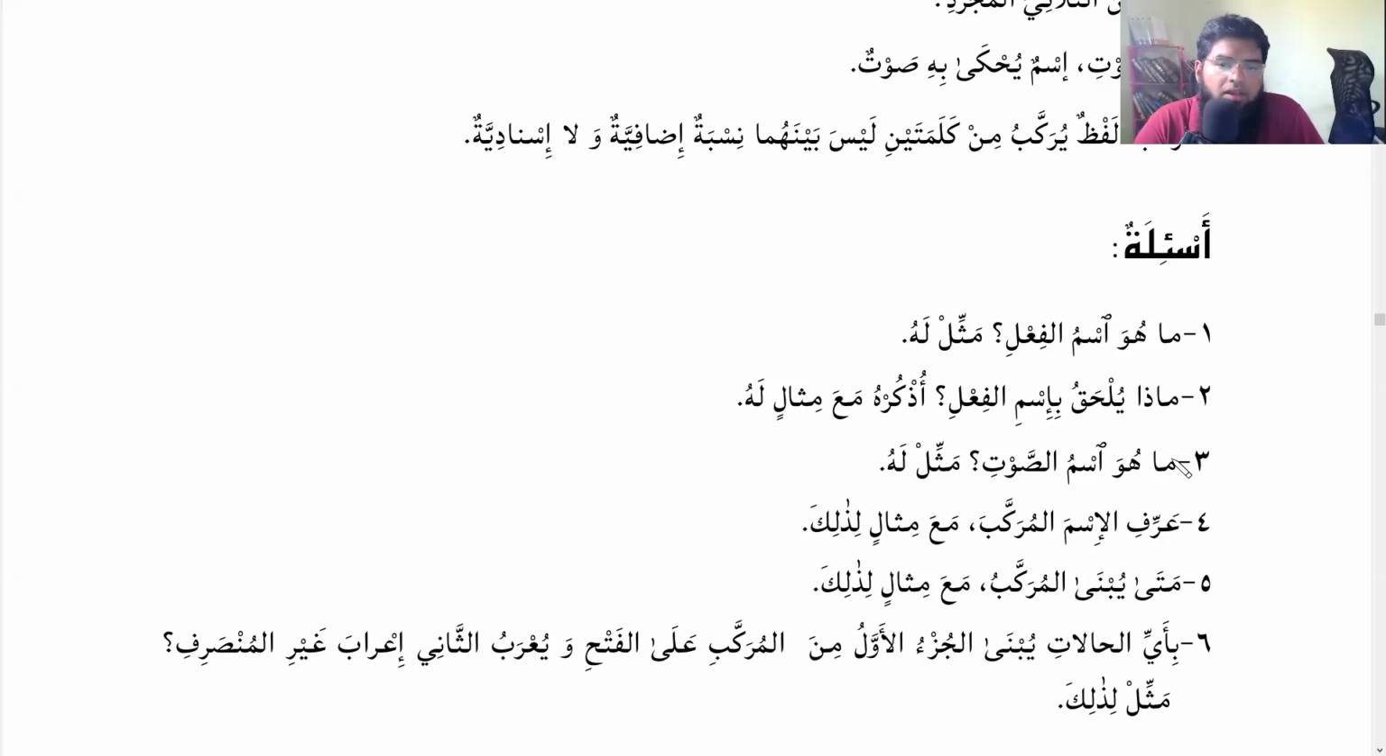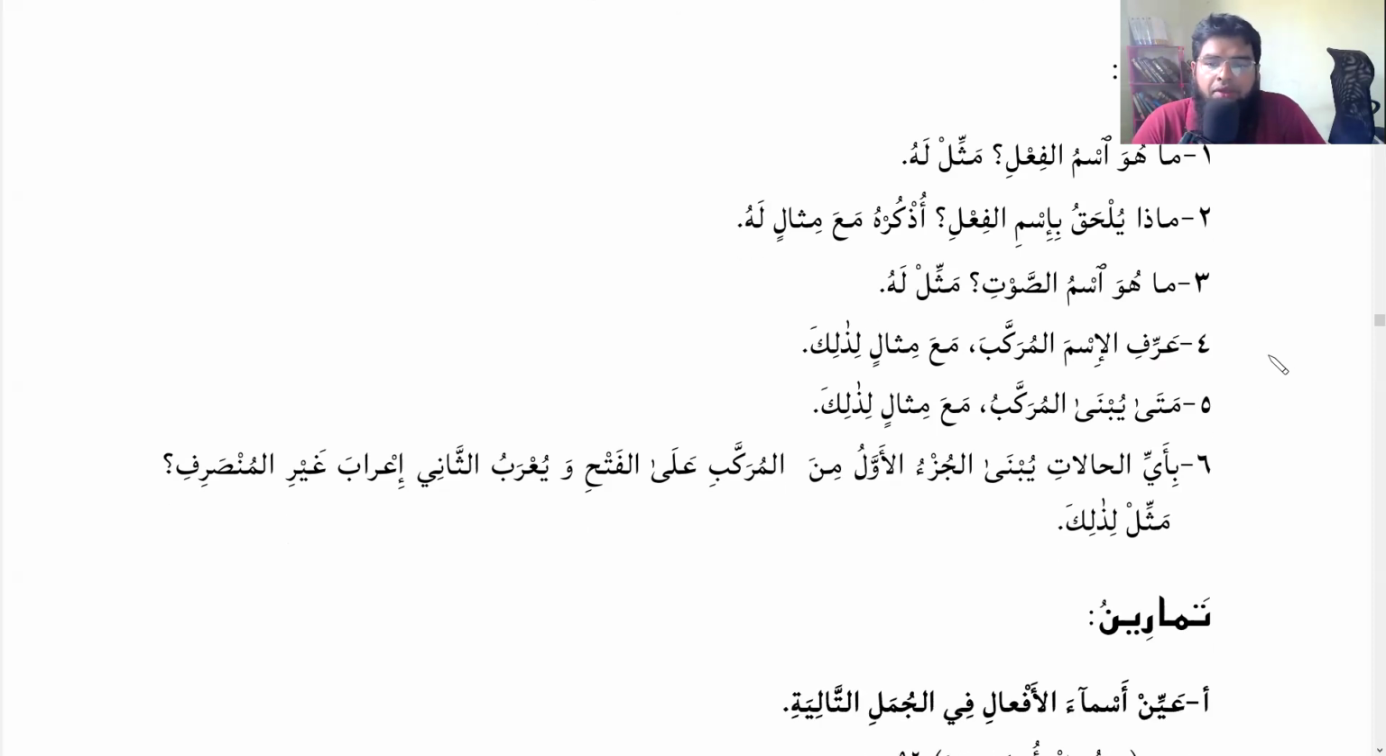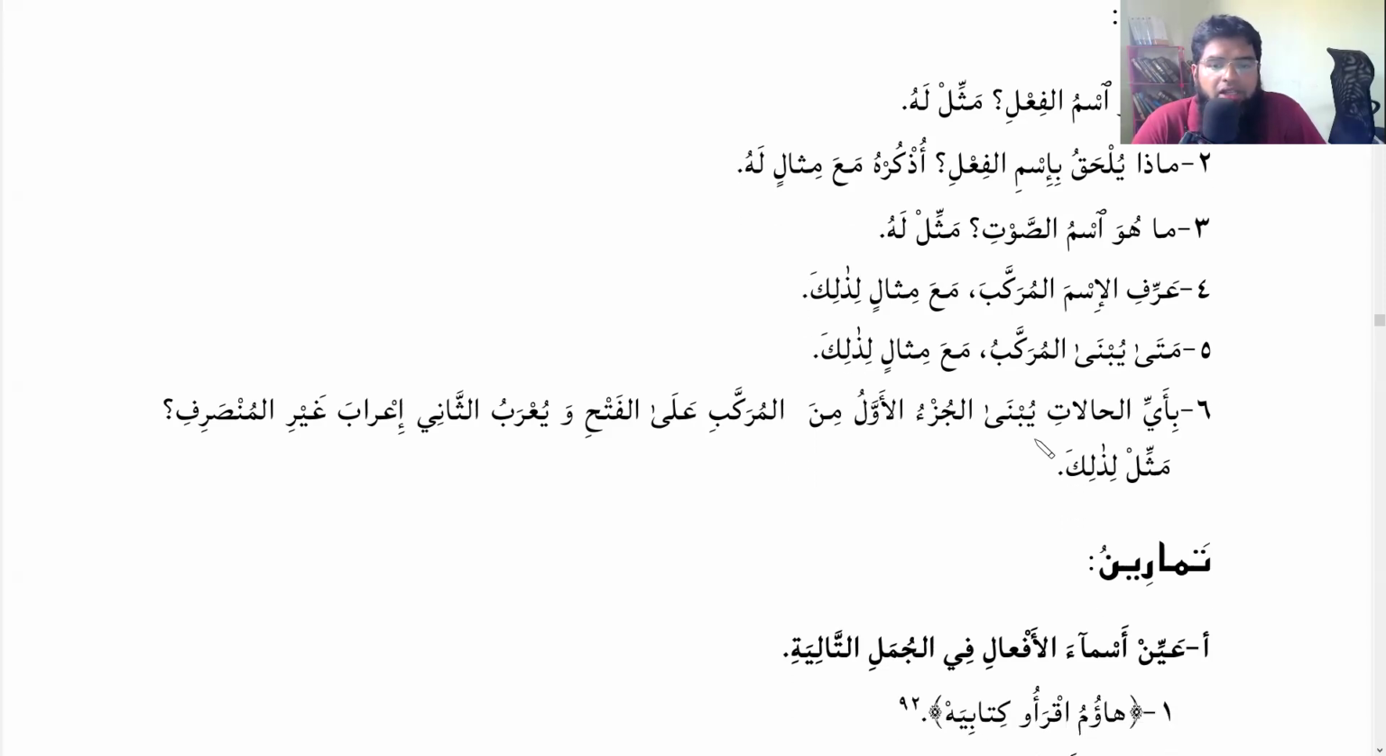That's why we discussed, like fasaqi, calling a woman like that. And he gave three examples. ما هو اسم الصوت مثل له. What is اسم الصوت? عرف الاسم المركب. Give examples when two nouns come together. متى يبنى المركب? When is it fatha? When it has a meaning of حرف. That is 11 to 19 except 12. بأي الحالات يبنى الجزء الأول من المركب على الفتح ويعرب الثاني إعراب غير المنصرف. In which situation? Well, the third لغة, he said no.